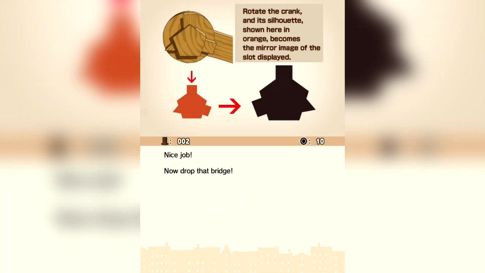Rotate the crank and its silhouette shown here in orange becomes the mirror image of the slot displayed. Nice job! Now drop that bridge.